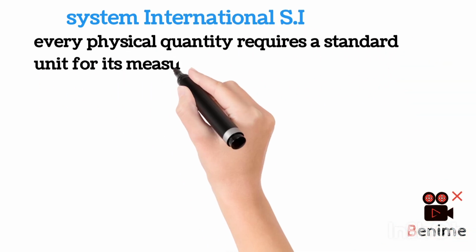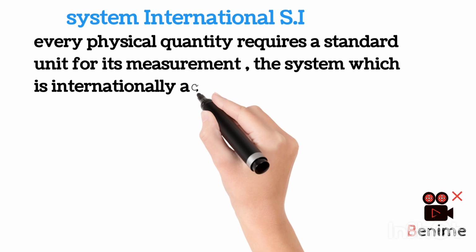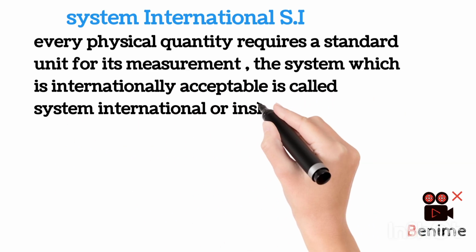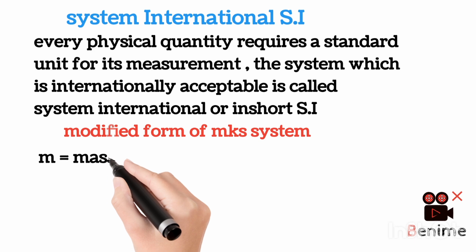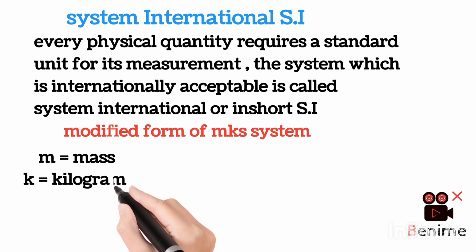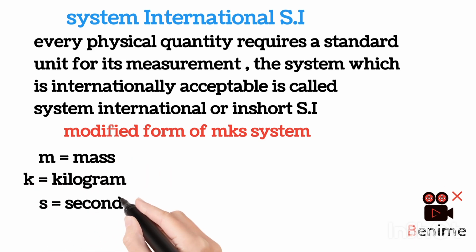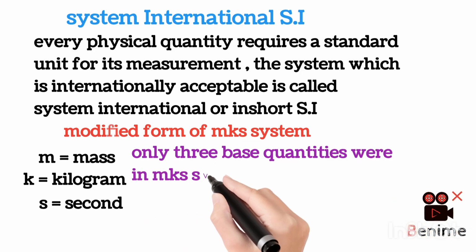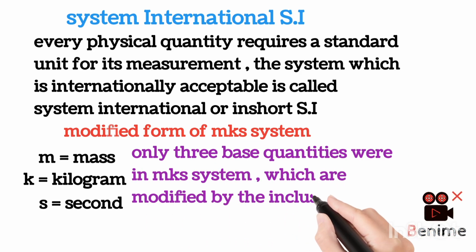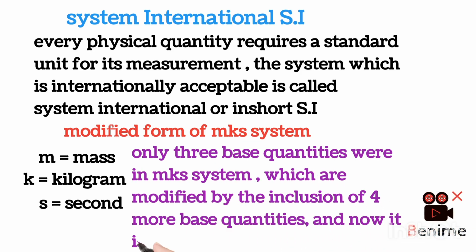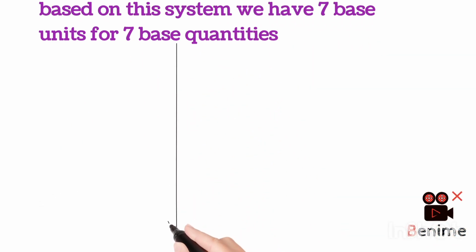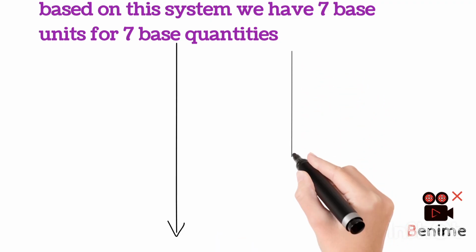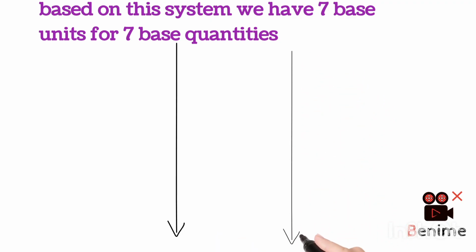For this purpose, a globally accepted system is used, which is called the System International of units. It is modified from the M.K.S system, in which we have only 3 base quantities, but in System International 4 more quantities are added. Based on this system, we have 7 base units for base quantities, which are given in the table with their symbols.